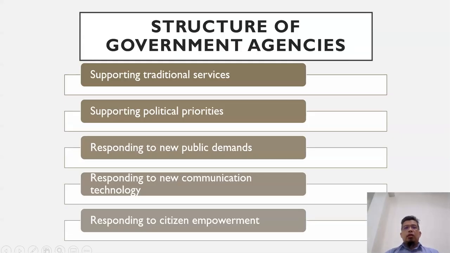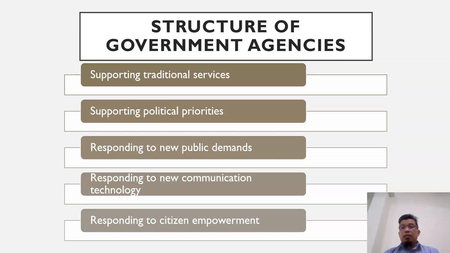So, the structure of government agencies. If you look at this, supporting traditional services. What are traditional services? Including education, defense, law and order, healthcare, and transportation. Supporting political priorities, definitely, because any winning political party that won the election has manifestos, so they have to honor their promises. They will provide the relevant programs and activities to be consistent with their political priorities.